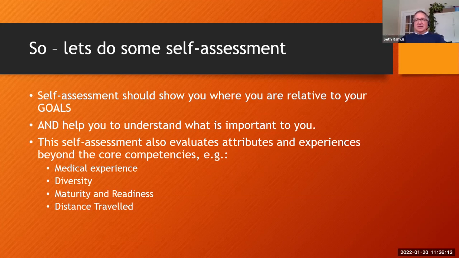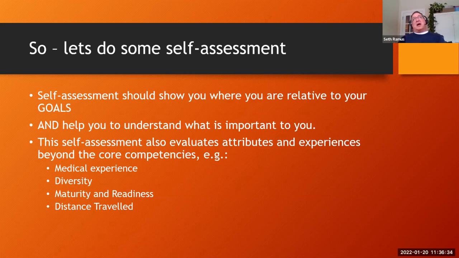Diversity is valued in medical school because of the diversity of patients, because of the diversity of opportunity, because the diversity is so critical to understanding not only your patients, but also how to interact with the rest of the medical team.